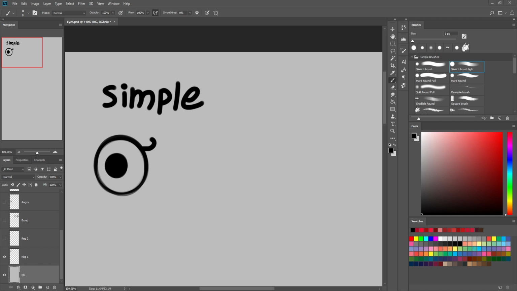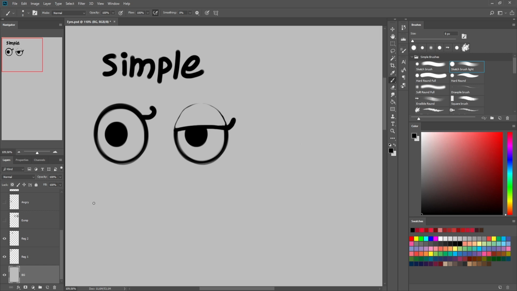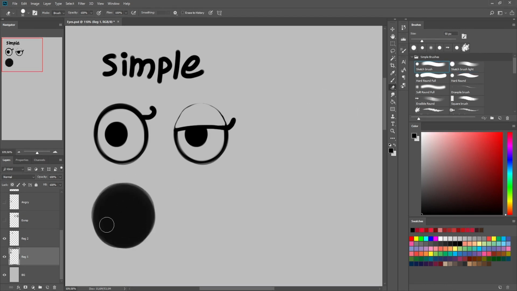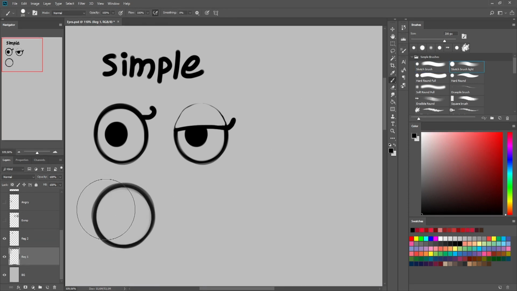So there are different variations of this eye shape. First one is just open, another one is a little bit more feminine looking, with an eyelid closed, but they're both drawn the same way. To draw this type of eye, you just need to draw a circle and then draw a pupil in the middle.